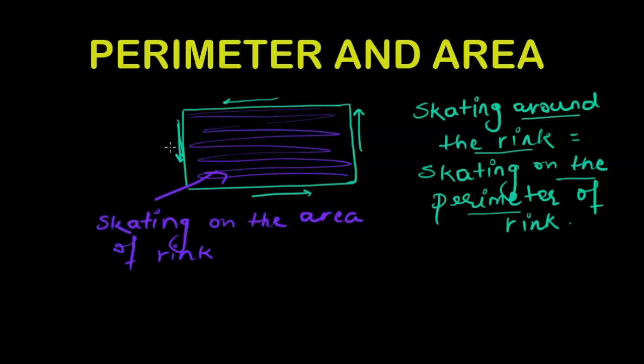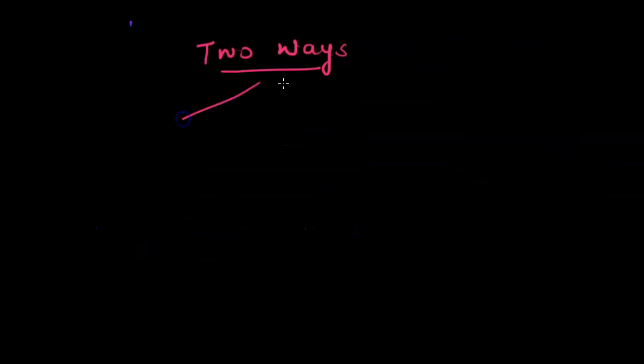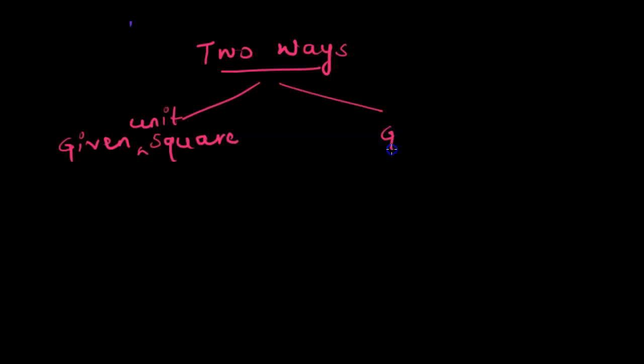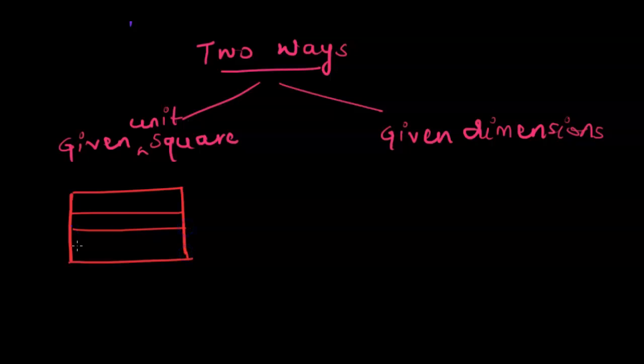So when we move around the shape, that is called the perimeter, and when we go all over the inside of the shape, it is called the area of the shape. There are two ways to find area and perimeter. One is when we are given unit squares, and the second is when we are given dimensions. Now what do we mean by unit squares? Let's say we are given this shape and it is divided into unit squares.